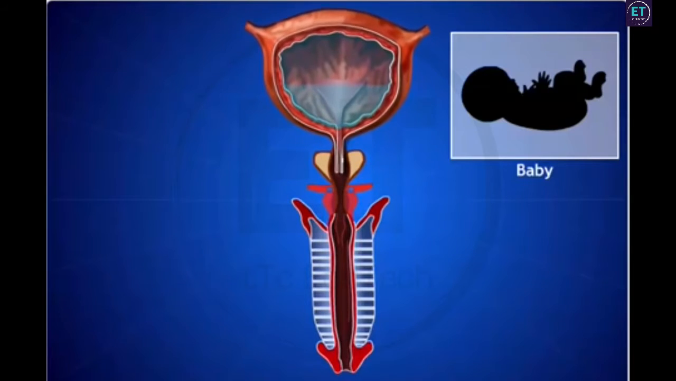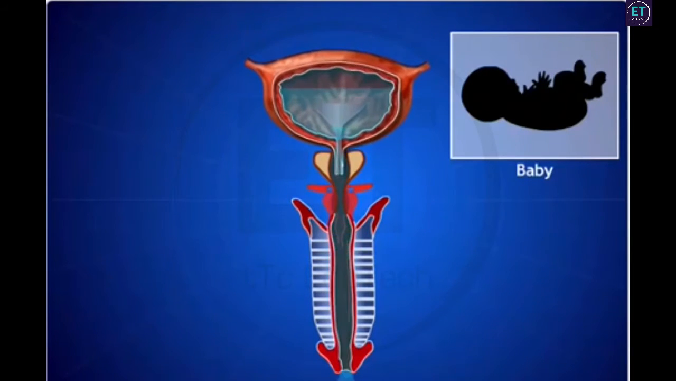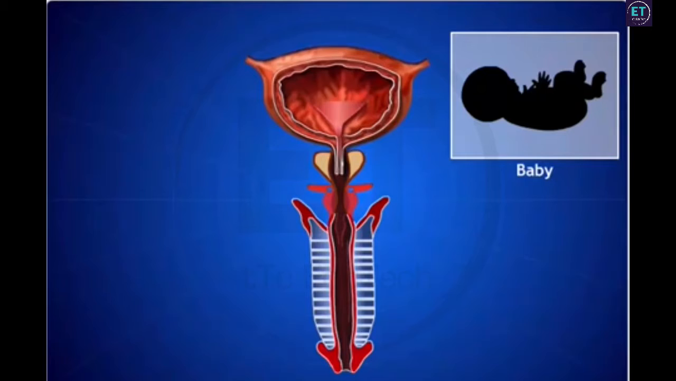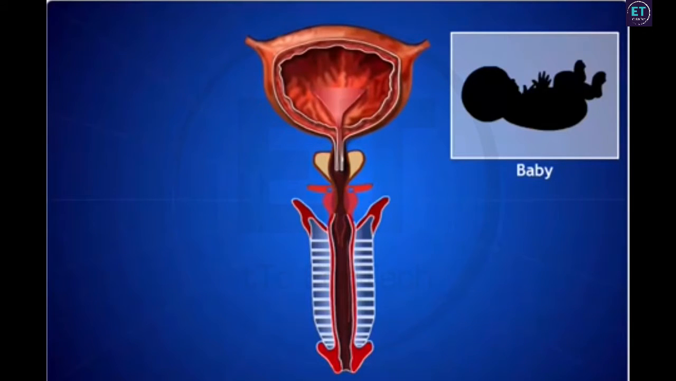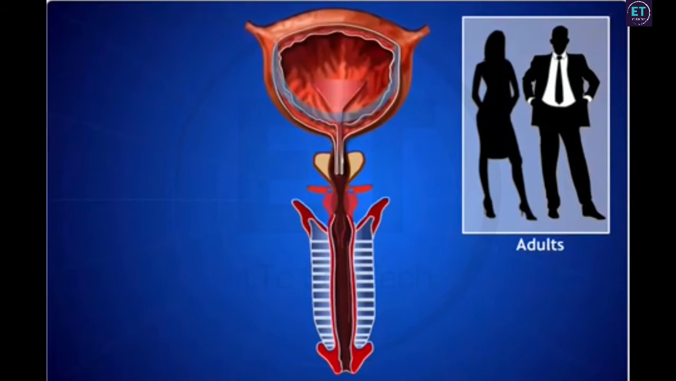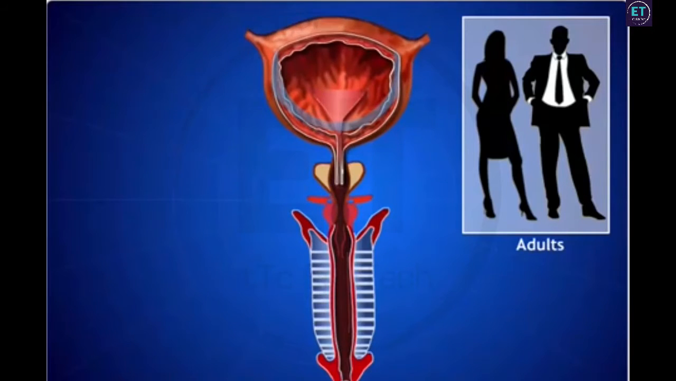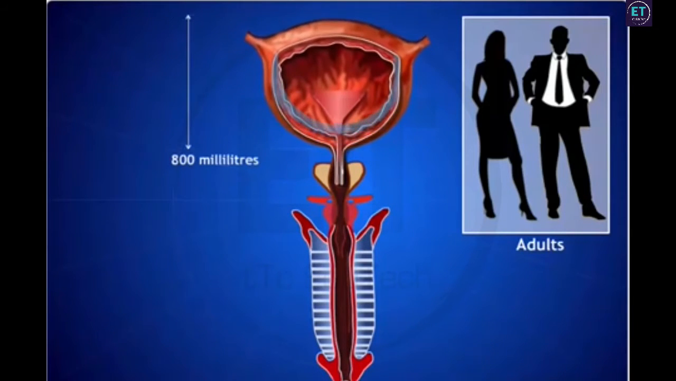The muscles in the bladder make it open up automatically in babies when the bladder is half full. Adults can control these muscles. An adult bladder can hold about 800 milliliters of urine.